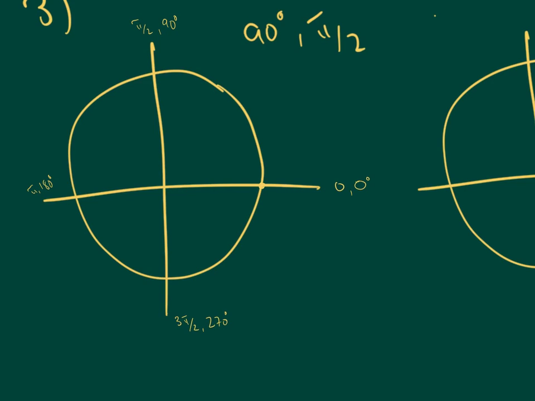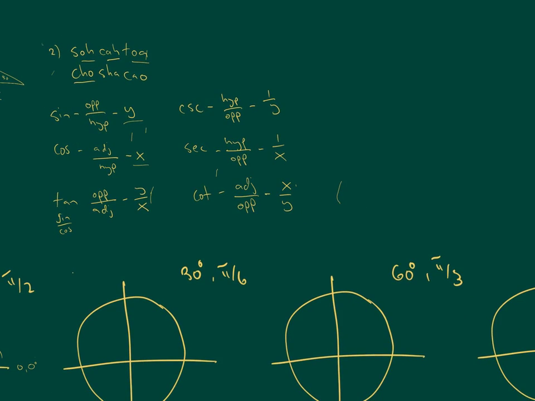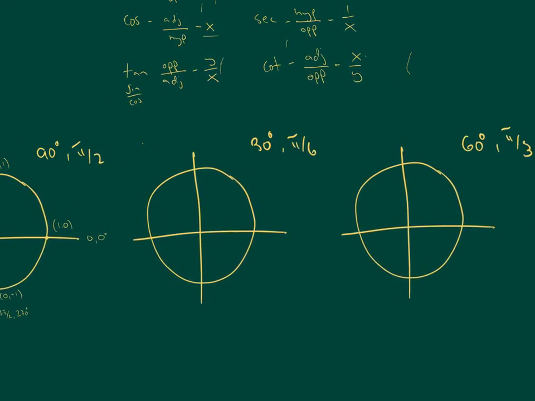Then just name the x and y coordinates of these 4 points. So this one is 1, 0. This is 0, 1. This one is -1, 0. And this one is 0, -1. And we'll use these coordinates whenever we want to figure out or graph any of these trig functions. We're going to use those x, y coordinates.